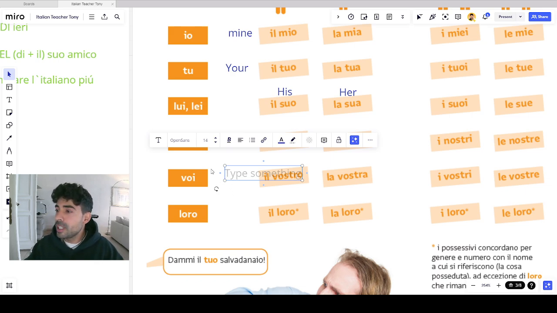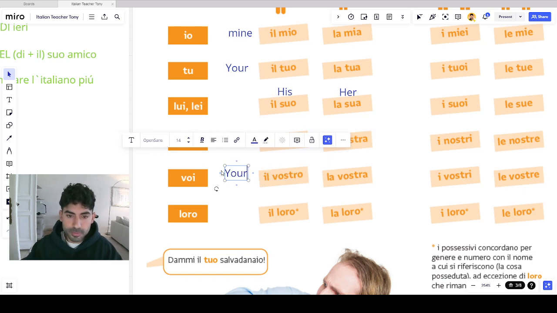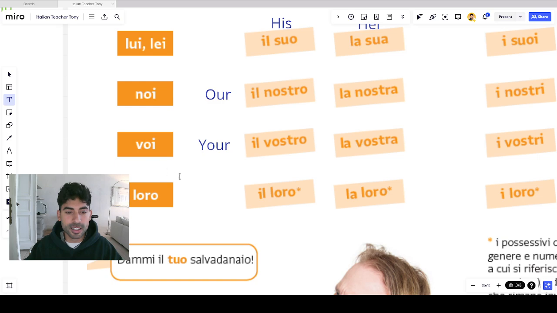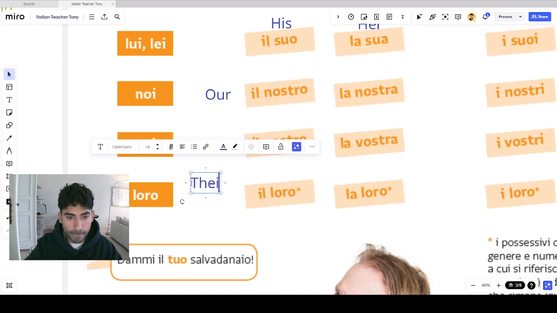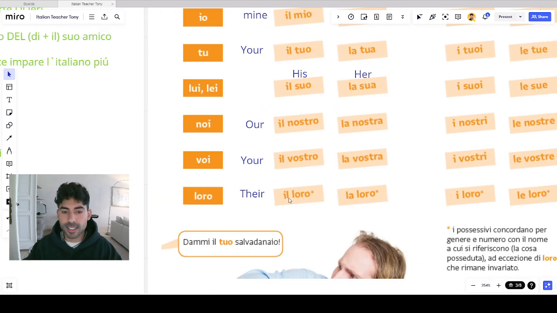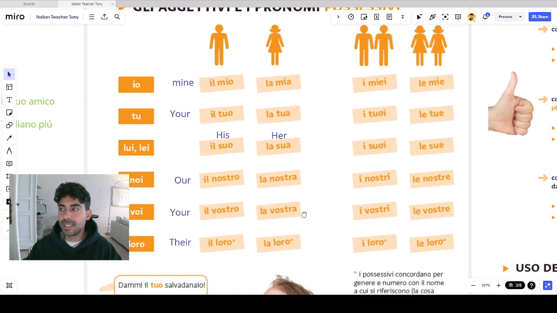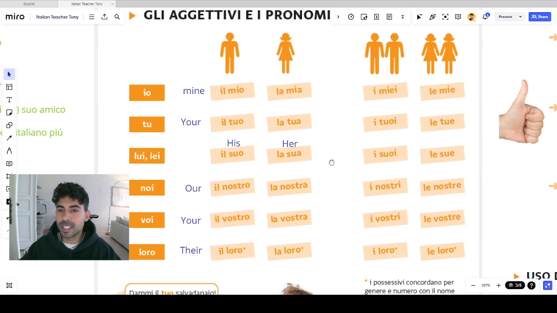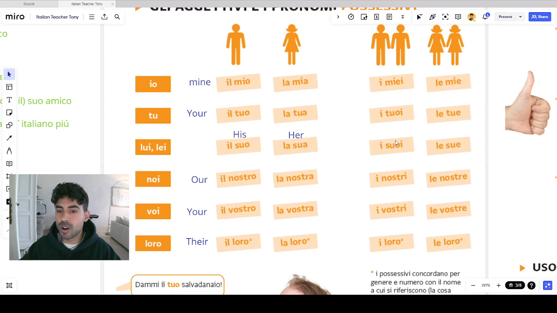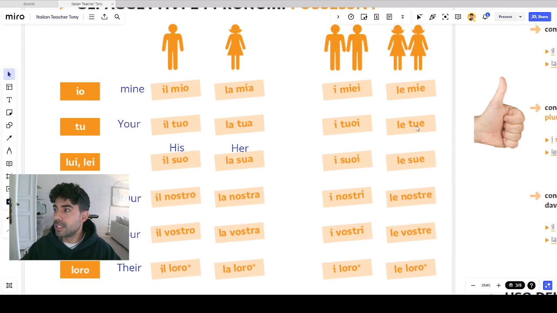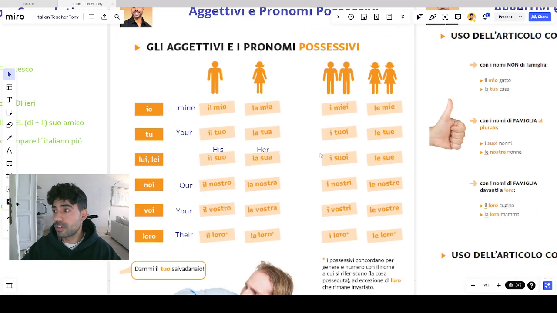Hey guys, give me your books. You know, plural. Vostro, vostra, masculine, feminine. Ultimately, their, loro. Il loro cane, la loro ragazza, their. The plural form will differ according to masculine and feminine, but here you have the endings. We have miei, tuoi, suoi, nostri, vostri, loro, masculine plural, mie, tue, sue, nostre, vostre, loro, feminine plural.